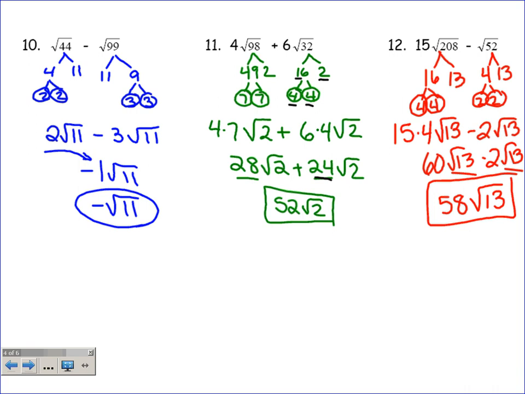Okay, both 208 and 52 are both divisible by 13. That's what I did first. Divided by 13, you get 4 and 16, which are both perfect squares.